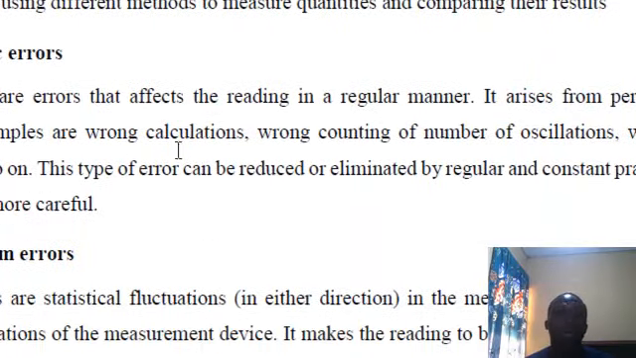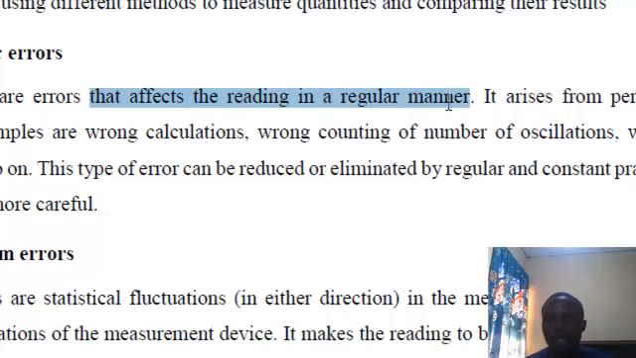Then the second type of error that we're checking is erratic error. These are errors that affect the reading in an irregular manner, and a very good example is wrong calculation. Maybe you are trying to do some decimal calculation on your calculator, and you are using the wrong method or the wrong approach. Or let's assume you want to do an exponential, and at the end of the day you end up putting in different things. So these are some of the erratic errors.